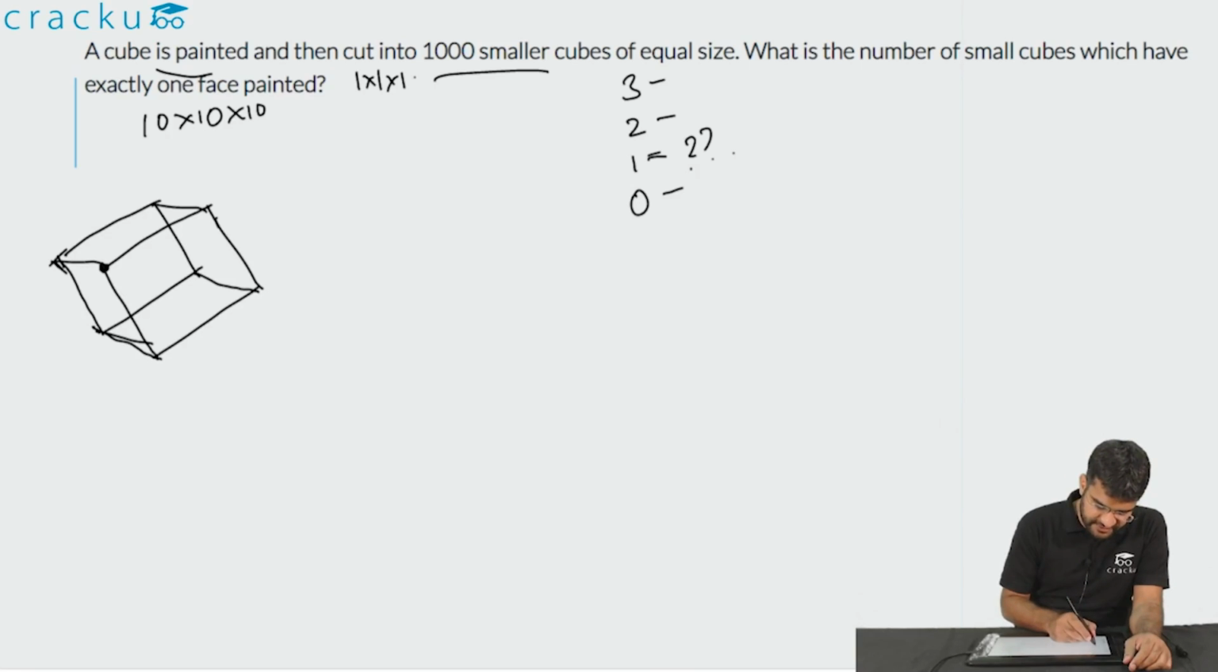Now if you look at the corners of the cube, there are 8 corners. Each of the cubes which are at the corners will have all the 3 sides painted. So the number of cubes with all 3 sides painted will be 8.